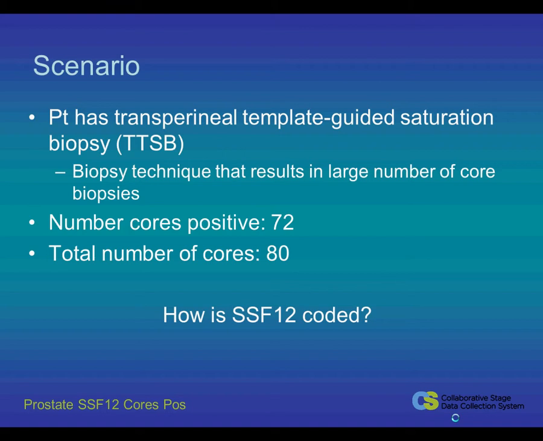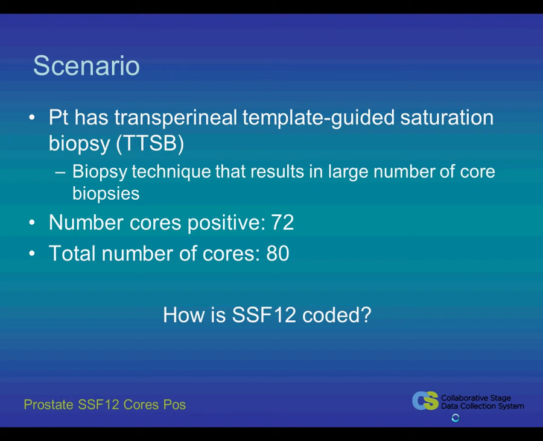Now, in this scenario, the patient had a transperineal template-guided saturation biopsy. The number of cores positive was 72, and the total number of cores was 80. Now, the transperineal template-guided saturation biopsy is a stereotactic prostate biopsy procedure technique that generally produces around 30 to 80 core biopsies. This alternative biopsy technique is sometimes used for high-risk patients, such as those with persistently elevated PSA, those with atypia on previous prostate biopsies, or for men whose biopsies show high-grade prostatic intraepithelial neoplasia.